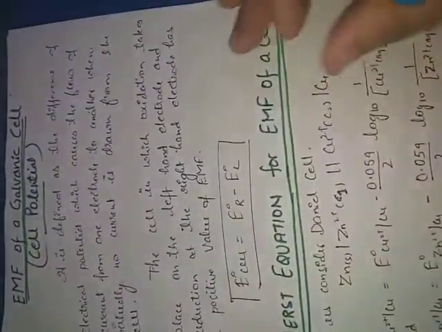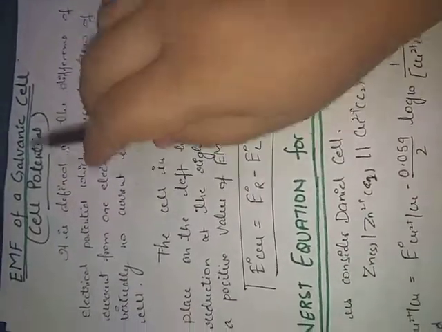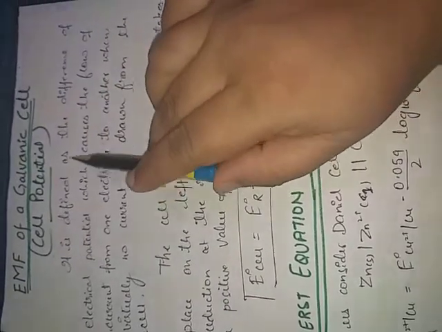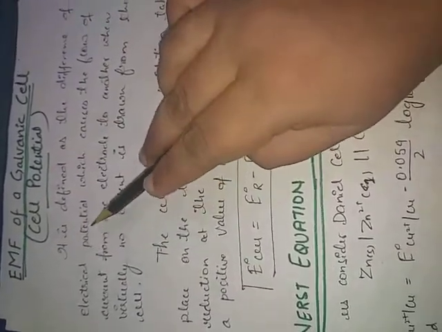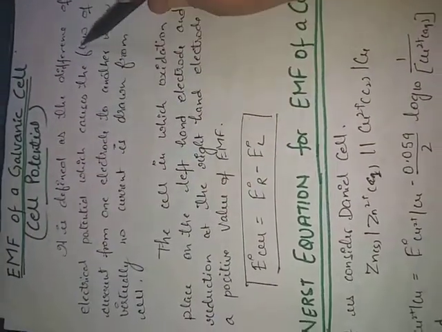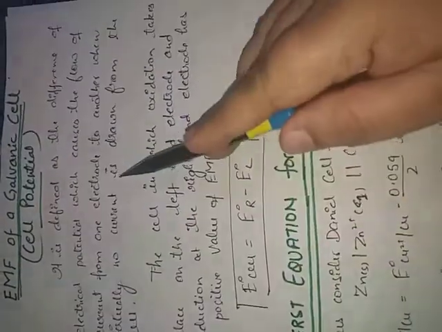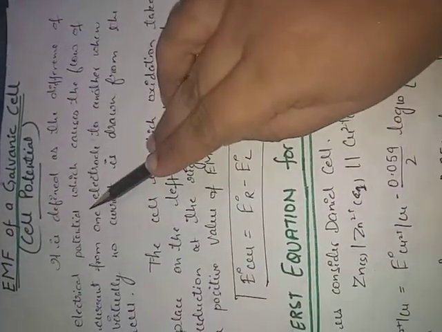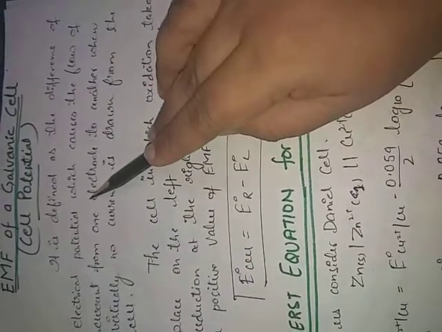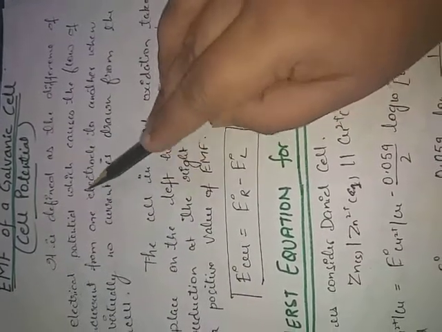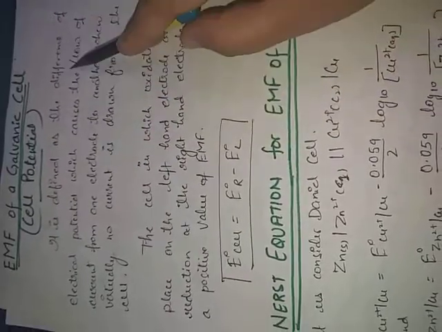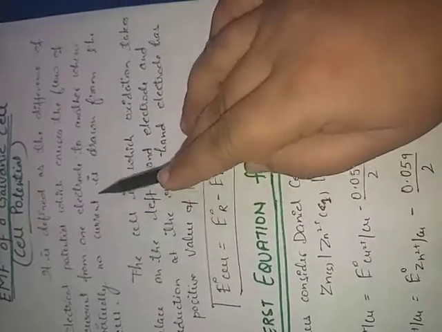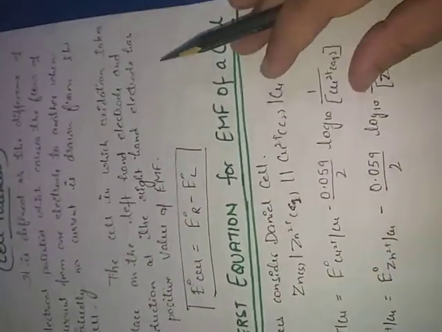Now after that, EMF of a galvanic cell or cell potential. It is defined as the difference of electrical potential which causes the flow of current. Current flows from one electrode to the other electrode. So it is the difference between the electrical potentials. Both will not have the same electrical potential, then only the electrons will flow from one electrode to the other. So it is the difference between the electrode potentials which causes the flow of current from one electrode to the other, when virtually no current is being drawn from the cell.